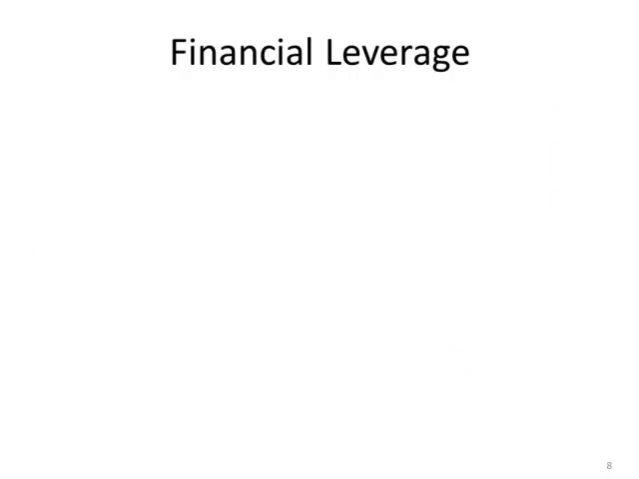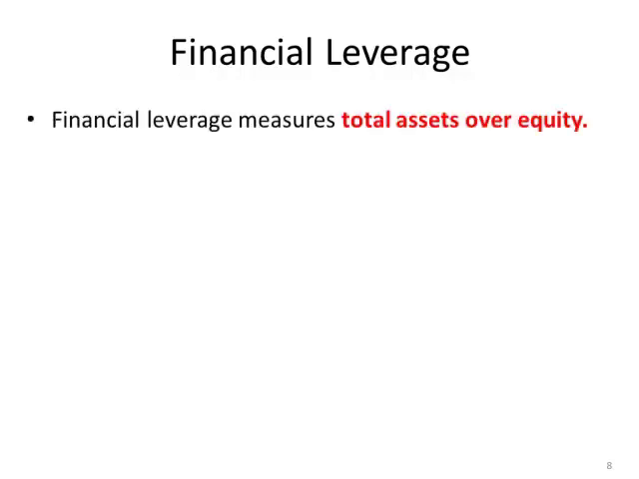Financial leverage. So the last part of the DuPont analysis identity or equation is financial leverage. Financial leverage measures total assets over equity. So here we can see the formula. It's financial leverage. We take the total assets and divide it by the total equity.